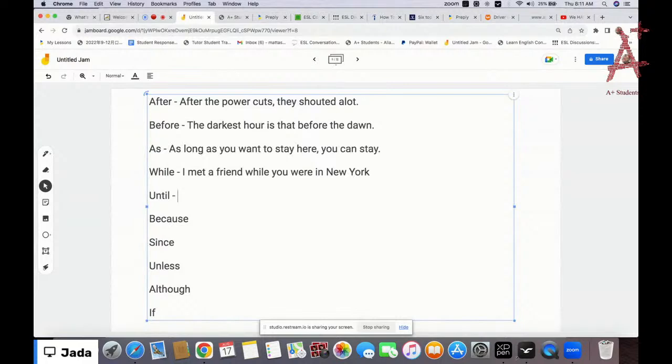Sentence with until. So let's think about something until you. Okay, so let's go on with this one.